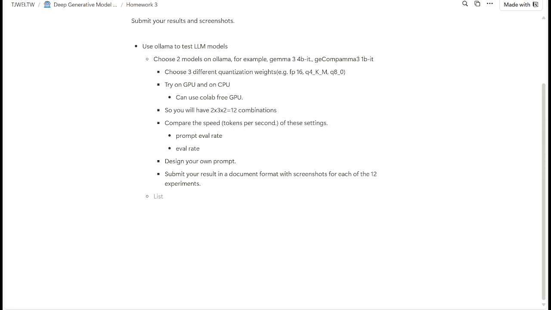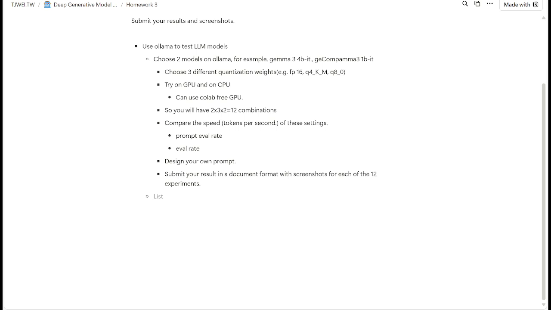Okay, you should submit your work in a document format. Ideally, I'm expecting some kind of table or some graph. If you have a graph, that would be better, but that's optional. You should at least provide the data in a table format. Also, for all 12 experiments, show the screenshot. You don't have to show everything, but show something crucial, so that we can actually see how you ran it.